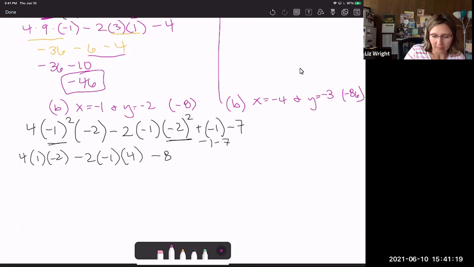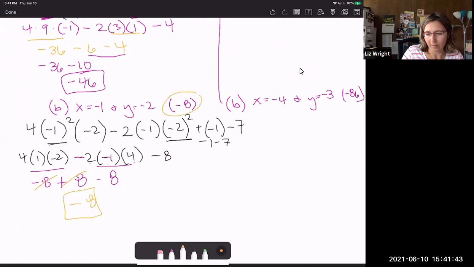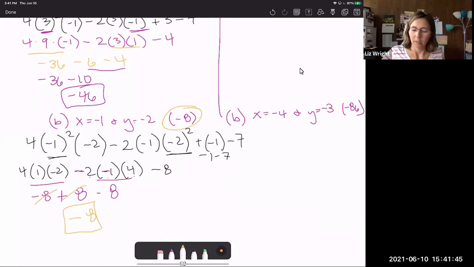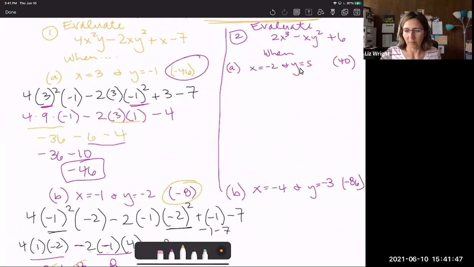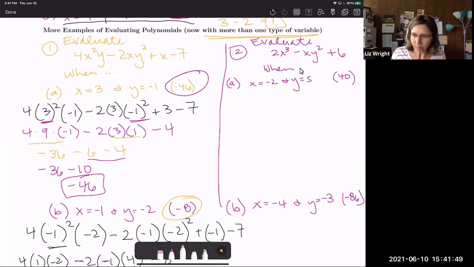Now I'm going to do this part and this part. 4 times 1 is 4. 4 times negative 2 is negative 8. Here I've got a negative and a negative, which means I know I'm going to get a positive. So then I go 2 times 1 is 2. 2 times 4 is 8. And then negative 8. Well, this is kind of cool. These things cancel out, and I'm left with negative 8, which is, guess what? The correct answer. Throw confetti in the air. It's always a good day when you get the right answer. All right.